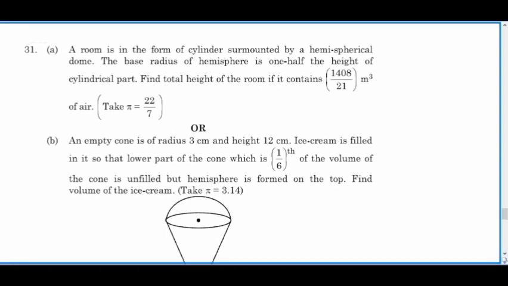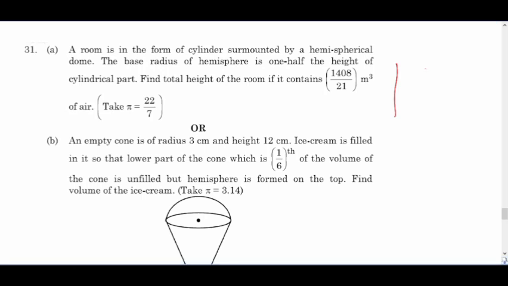What does it say? A room is in the form of a cylinder surmounted by a hemispherical dome. That means there is a room like this, something like Mughal architecture. The base radius of the hemisphere is half of the height. So if the radius is r, the height of the cylinder will be 2r. Now find the total height of the room.